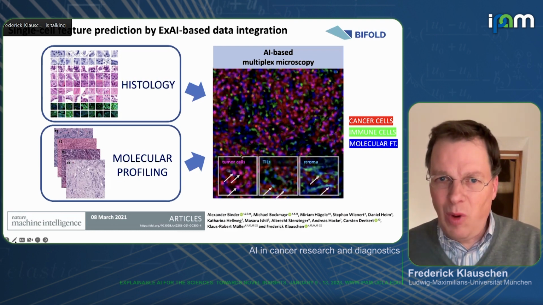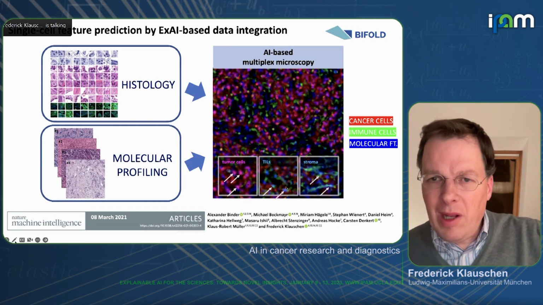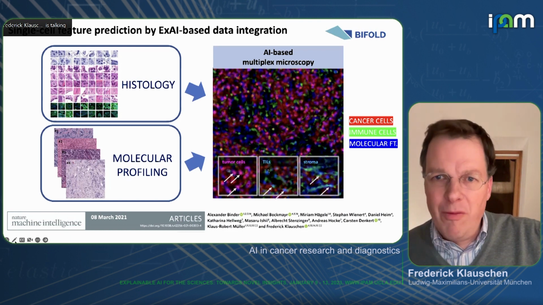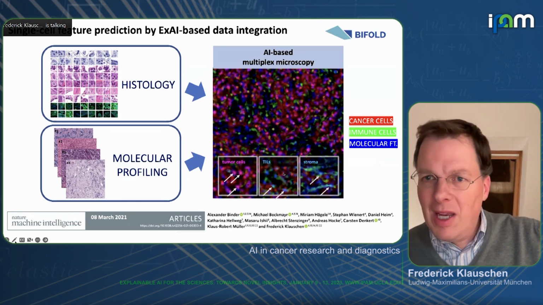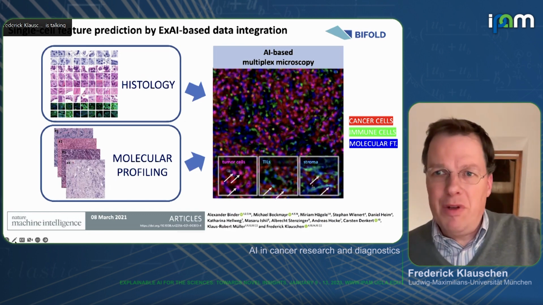And that you can see in these small tiles here. So you have certain molecular properties that are associated with the tumor cells, then certain molecular properties that are associated with the TILs, the tumor infiltrating lymphocytes, so some sort of immune cells, and then also certain properties that are associated with the stroma of the tumor.